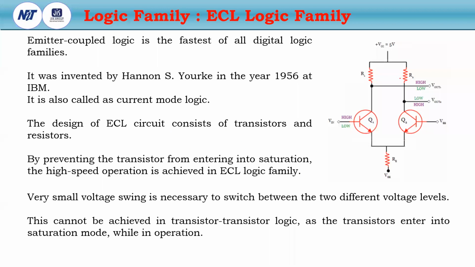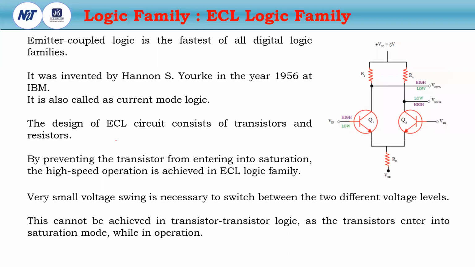So these are the current sources, which you already know from the analog electronics subject. The design of the ECL circuit consists of transistors and resistors. By preventing the transistors from entering saturation, high speed operation is achieved in the ECL logic family. A very small voltage swing is necessary to switch between the two different voltage levels, the high level and the low level.